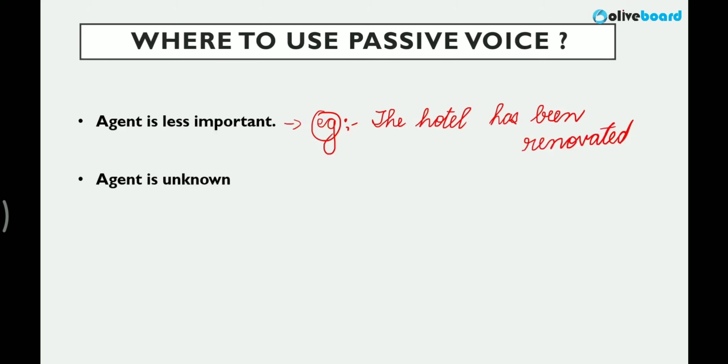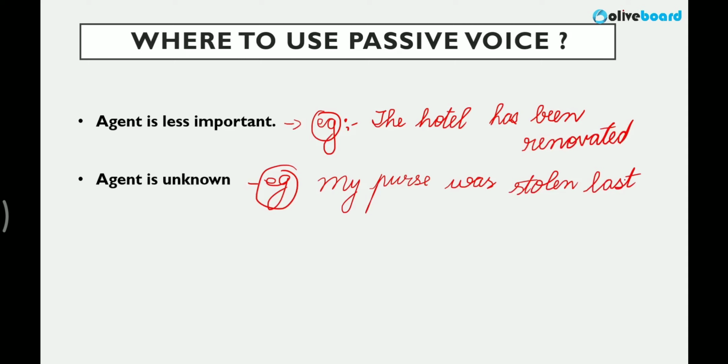Agent is unknown. Now, when you don't know who did the action, right? So you can use passive. We don't have any subject to mention. We don't even know who did the action. For example, my purse was stolen last week. Who stole my purse? I don't know. The subject is unknown. So I have written it in passive voice.